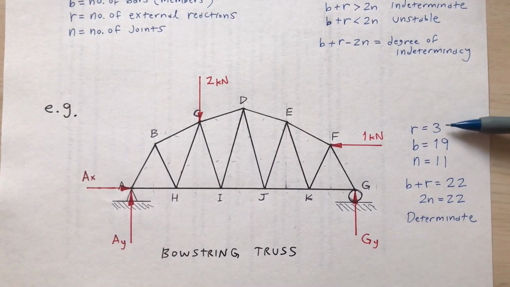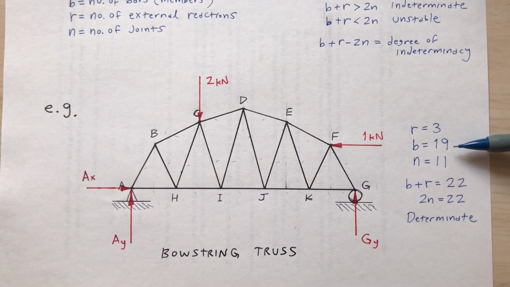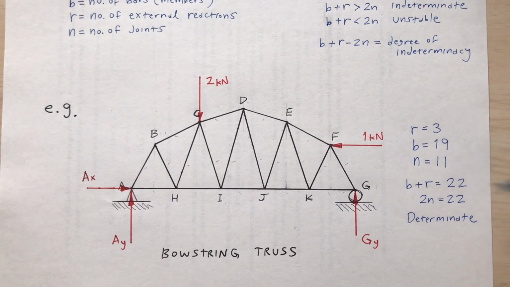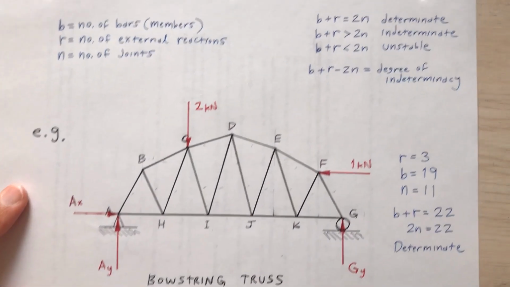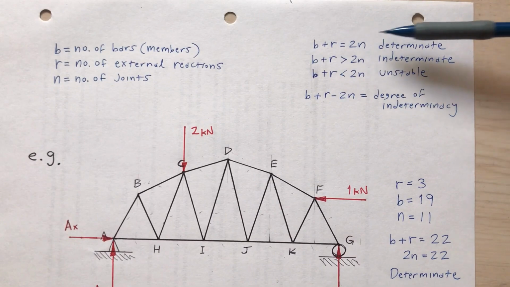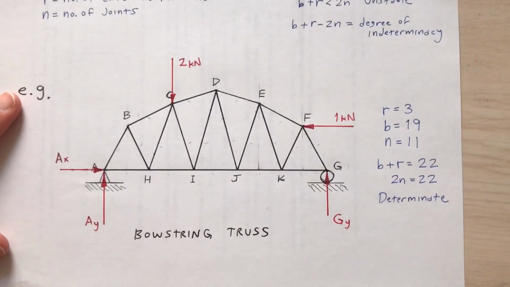3. So R is 3. B is 19, the number of bars. There are 19 members to this truss. And then N is 11, the number of joints, A through K. Okay, so if you calculate B plus R, that'll be 22. 19 plus 3 is 22. And then 2N, 2 times 11 is 22. So as I said earlier, if B plus R is 2N, then it's determinate.